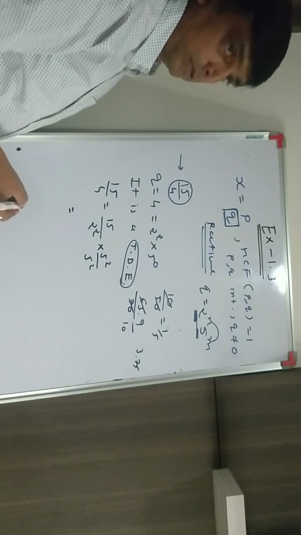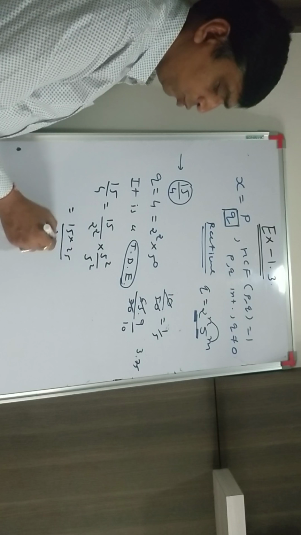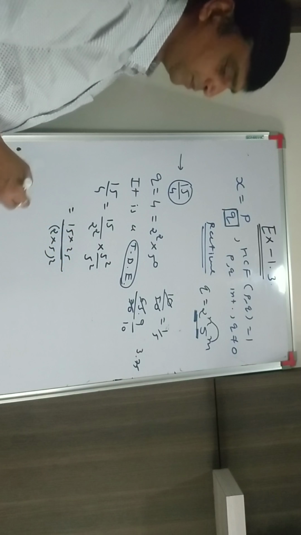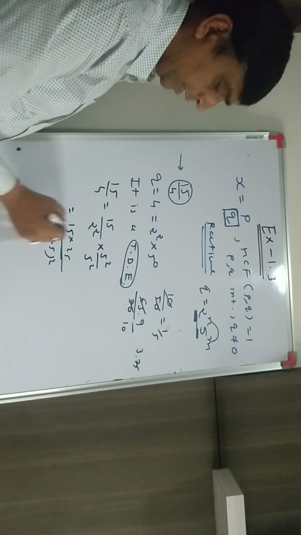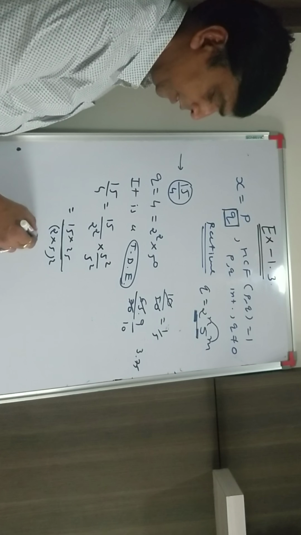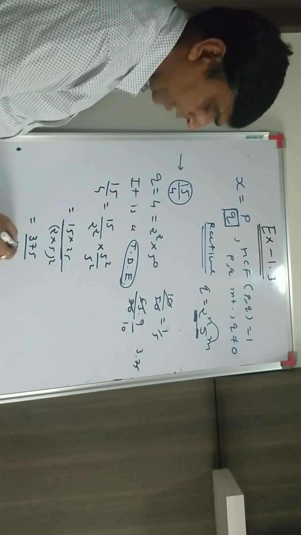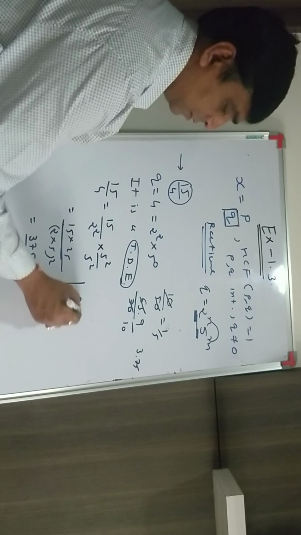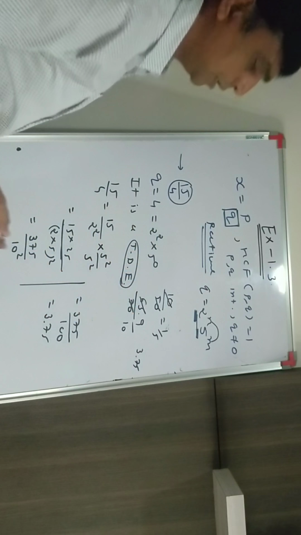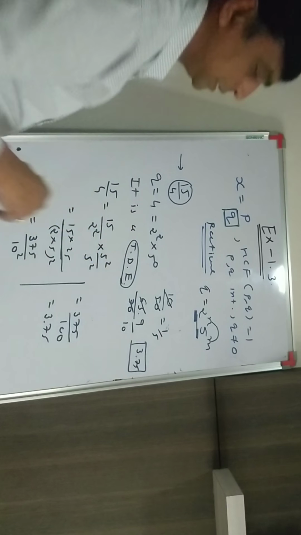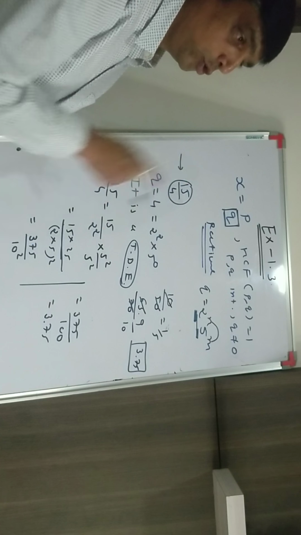It equals 15 into 25 upon 2 into 5 whole square. Powers are the same, so base multiply 2 into 5. 15 into 25 is 375 upon 10 square. So 375 upon 100, decimal cut, answer 3.75, which is the same as long division. But here we can do it without using long division.